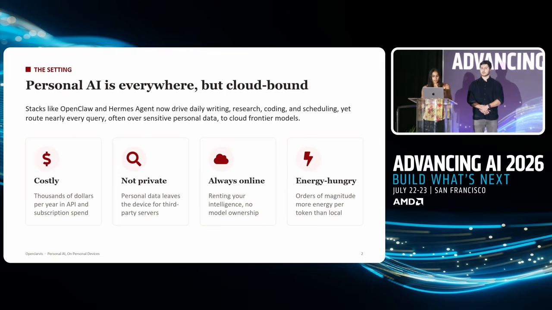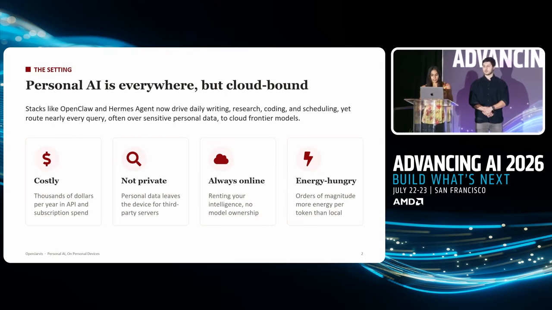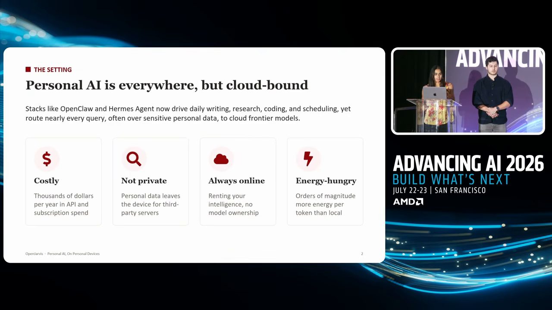Personal AI is everywhere now. Frameworks like OpenClaw and Hermes Agent handle writing, research, coding, scheduling, and run continuously. But almost every query goes to a cloud frontier model. As a result, these frameworks are expensive, not private, always online, and incredibly energy inefficient.